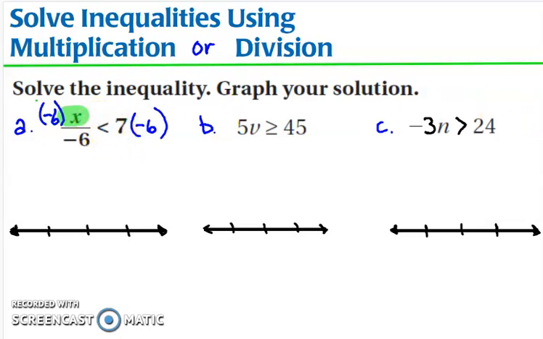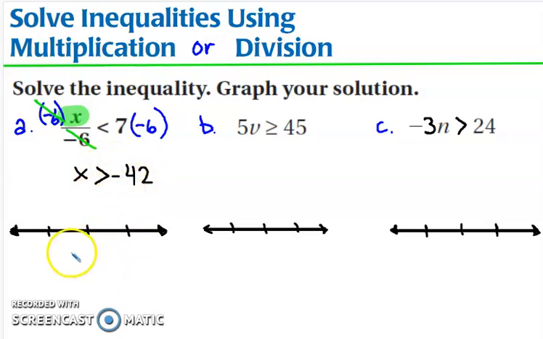So we cancel the -6 and the -6, or that reduces to 1. Therefore, x is now by itself, and we reverse the inequality. The right side is -42. So x is greater than -42.